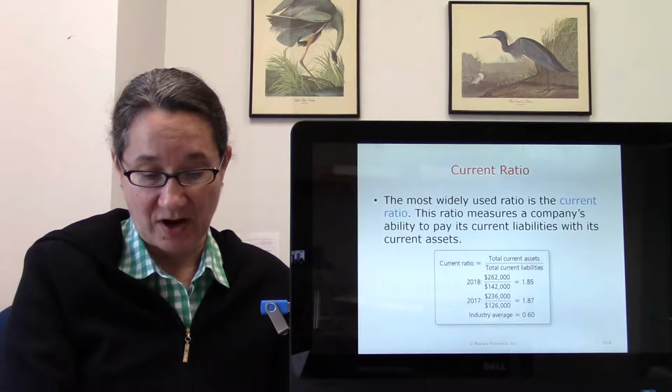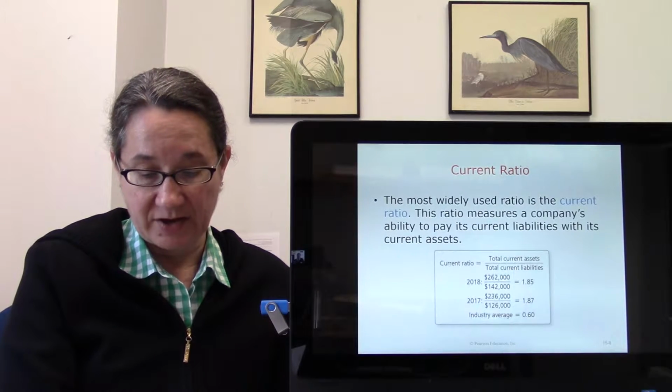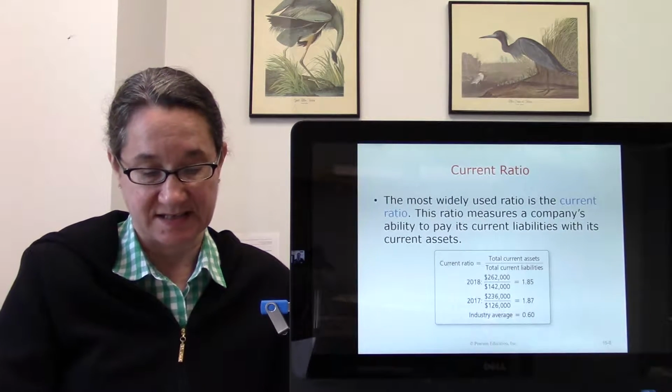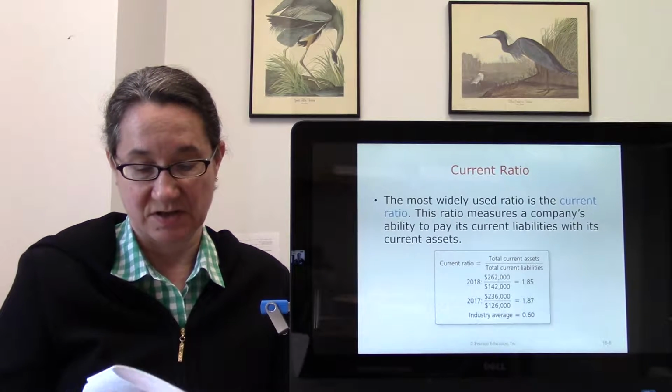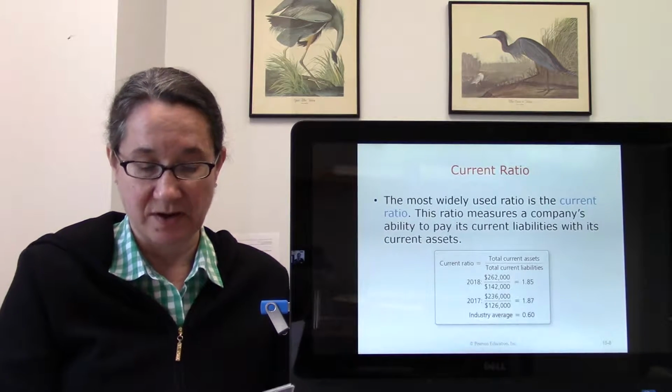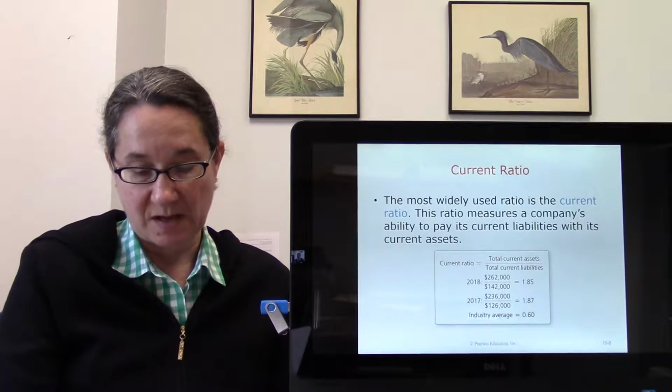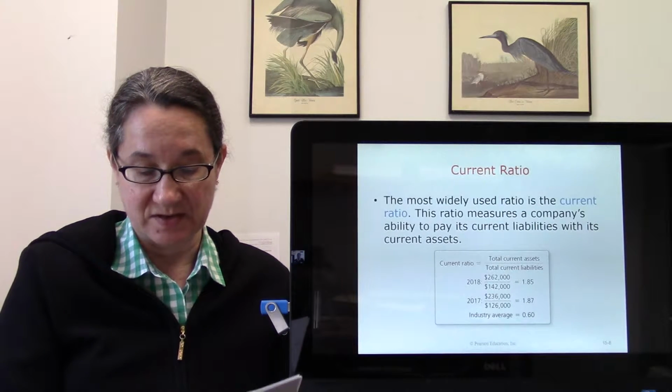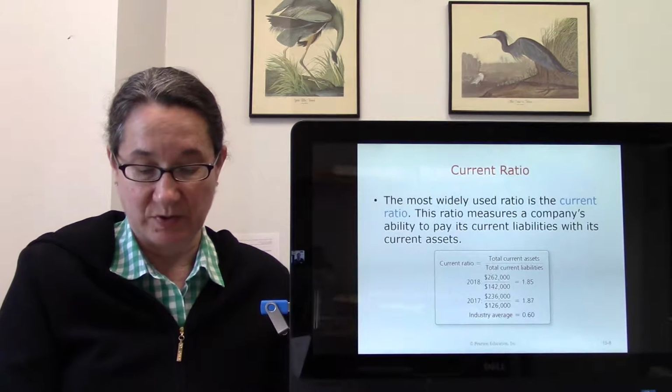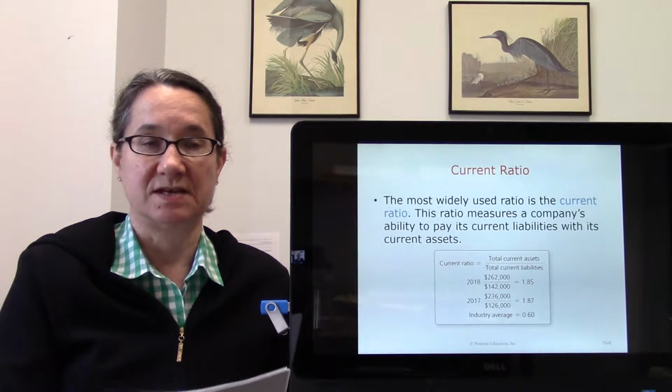If it's 1 or more, you're covering it. So a high current ratio indicates you have sufficient assets to maintain normal business operations. What is an acceptable current ratio? Well, the answer depends on the industry. The norm for companies in most industries is about 1.5, as reported by the Risk Management Association.